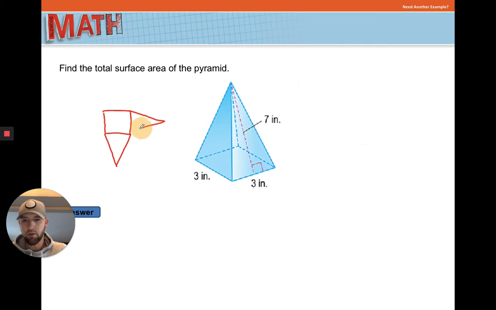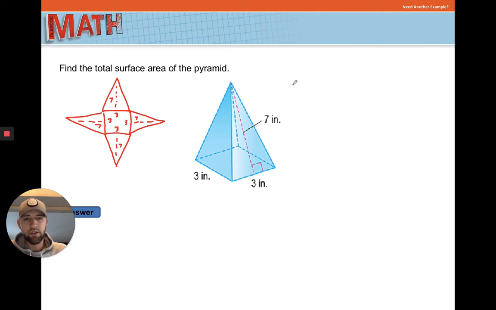Obviously not going to be a perfect drawing, but it gives us an idea, right? If I was to take my pyramid and just flatten it like this, that's what I would have. Now, I have 3 on this side, 3 on this side, 3 on this side, and 3 on this side. All of them are 3. It's a square. And my slant height is 7. So going up on all of these, the slant heights are 7, 7, and 7 again, okay? So that's one way you could do it.